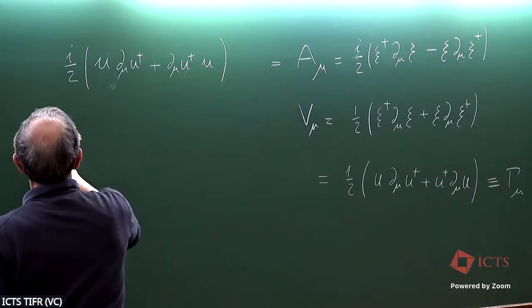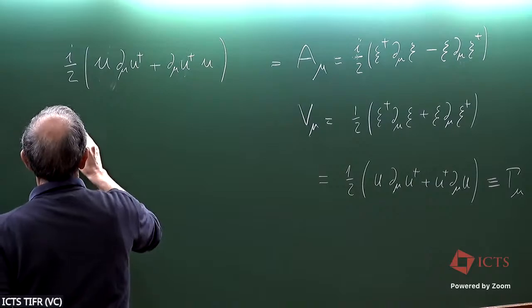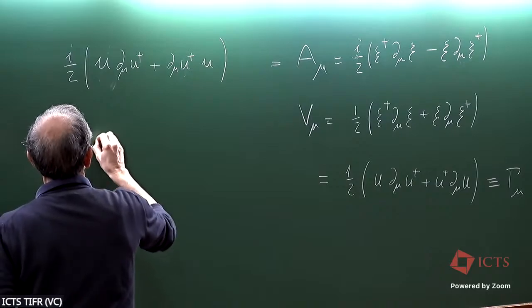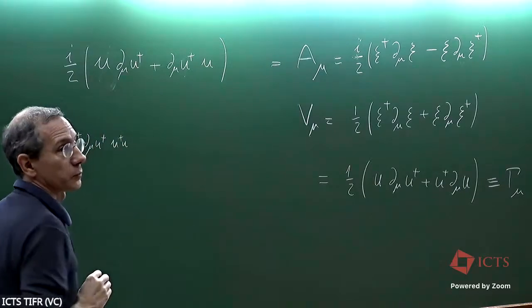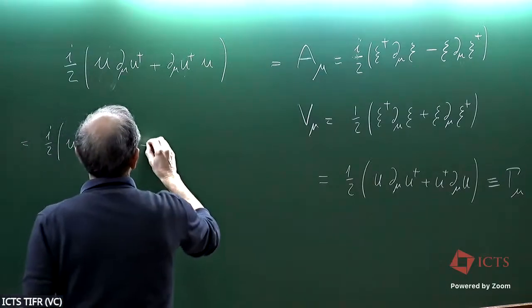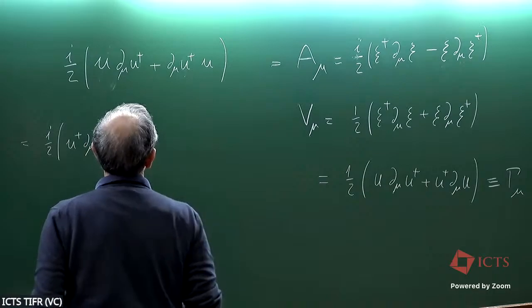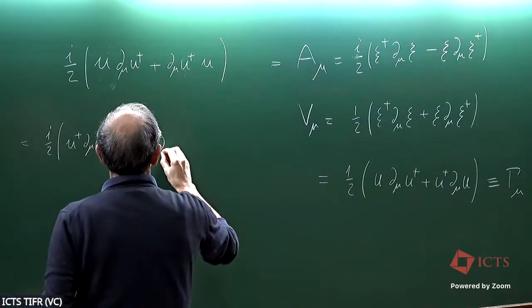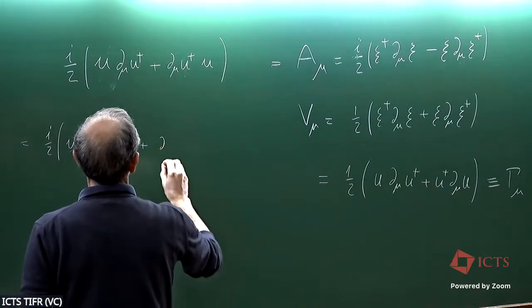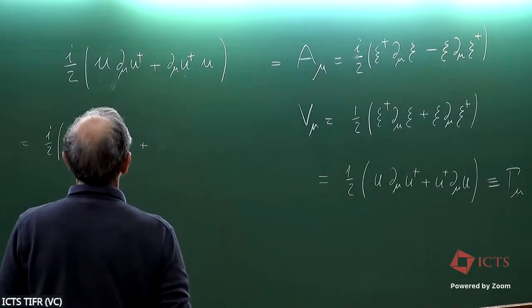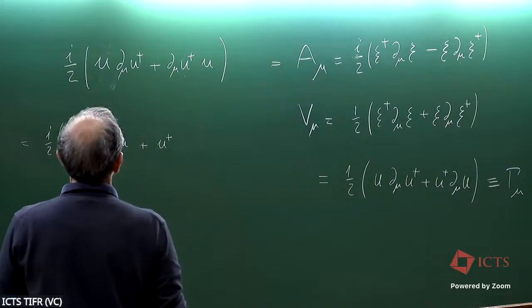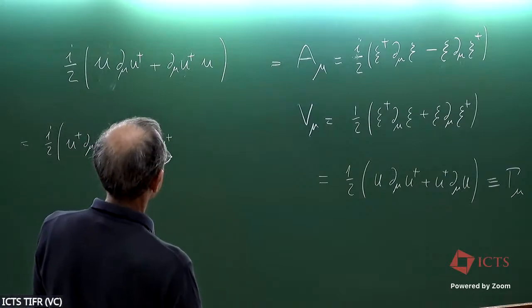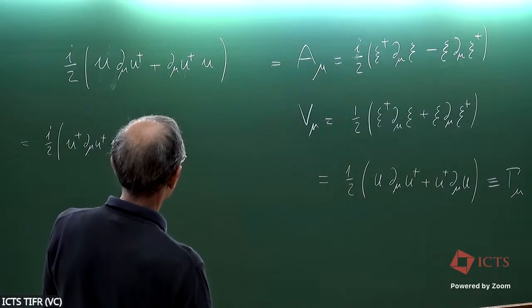Now let me rewrite this term. Let me add U dagger U, which is 1. Plus here, let me do it like this. So what I want to do, let me do here. I think I made a mistake somewhere.